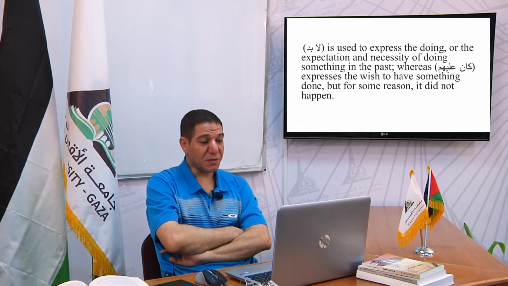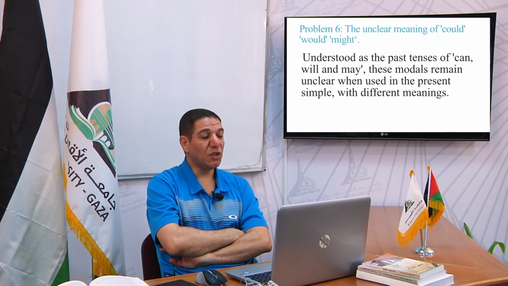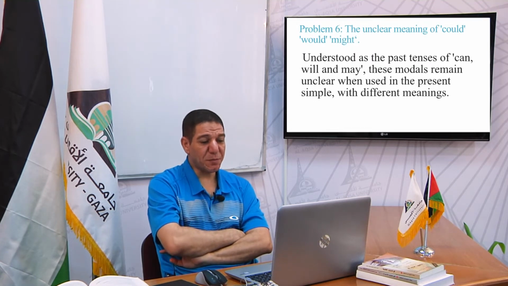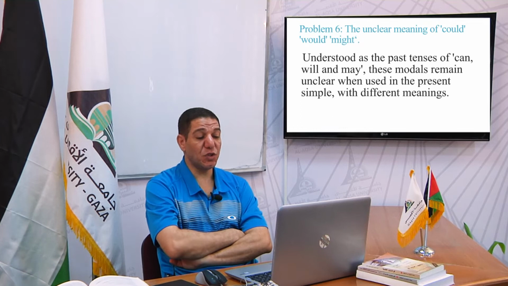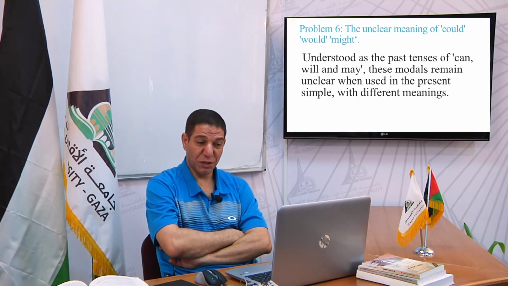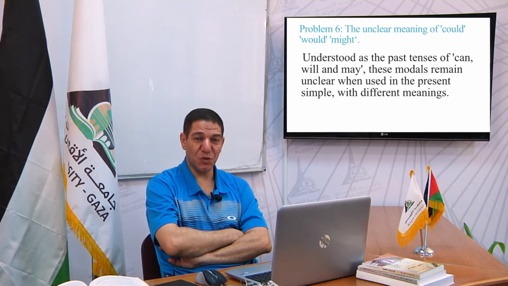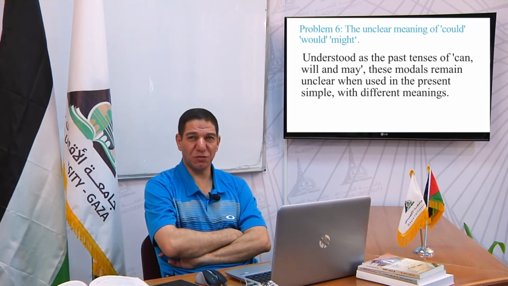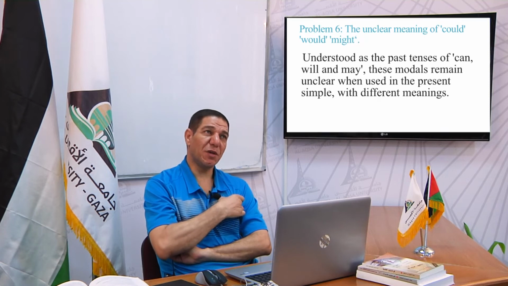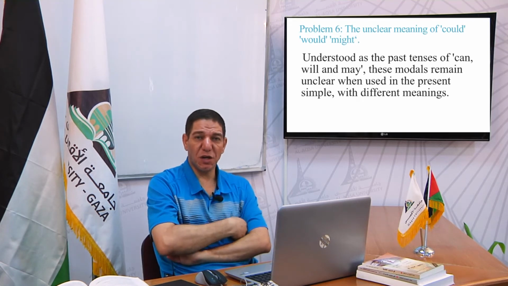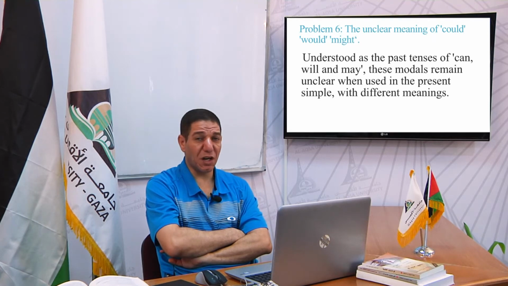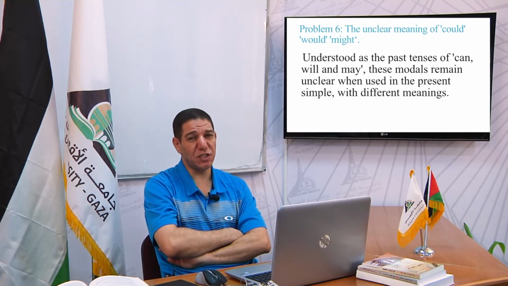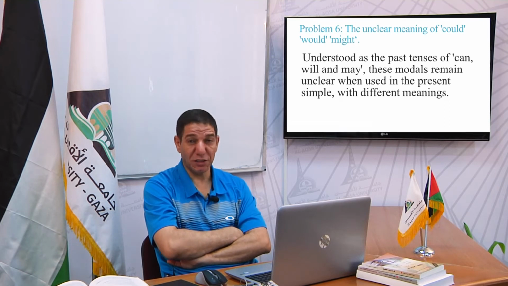Okay? Problem number 6, the unclear meaning of could, would, and might. Understood as the past tenses of can, will, and may, these modals remain unclear when used in the present simple. So, could, would, and might can be used in the present simple. Again, each time you come across these modal verbs, you are advised to refer to a specialized book in grammar, because if you open any grammar book, you will find a lot of entries and meanings and usages of each one of them depending on the context. Okay?